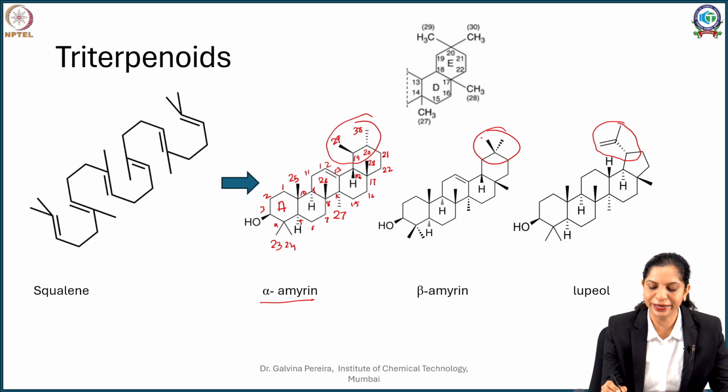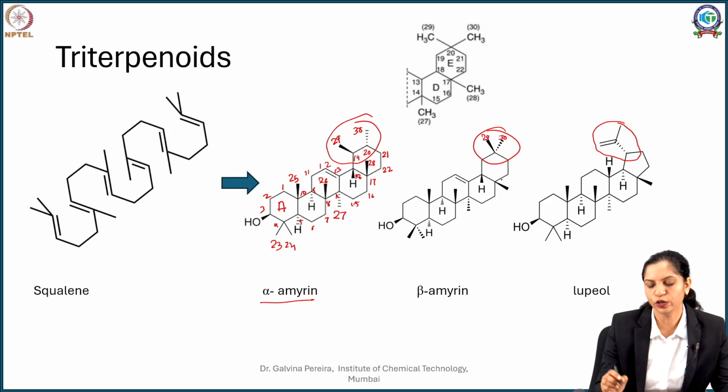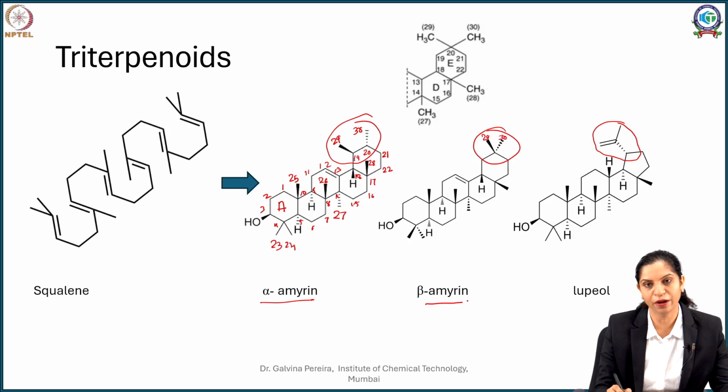But when your 29 and 30 both occur simultaneously on a single carbon, and that is your carbon number 20, we call those compounds beta amyrin.